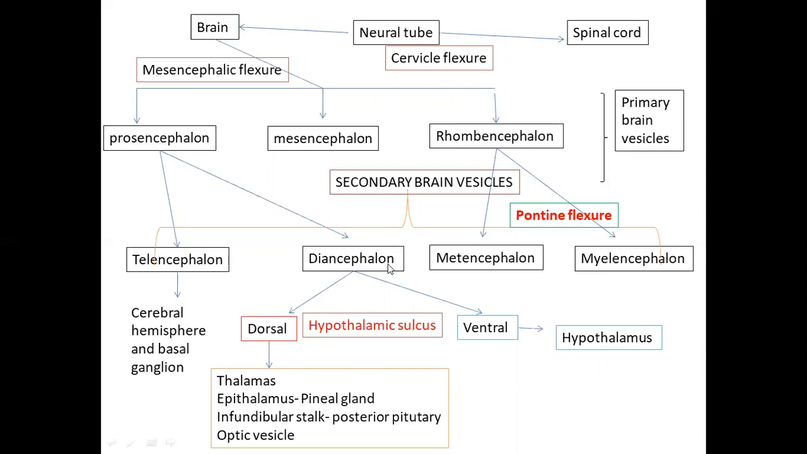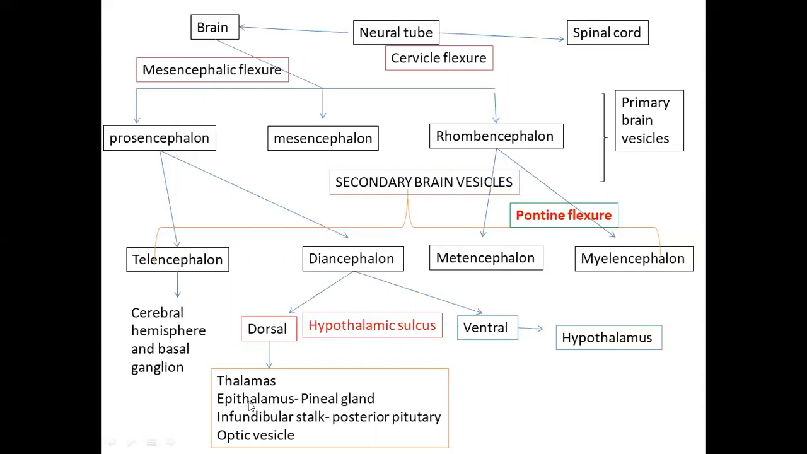And the diencephalon is divided by a hypothalamic sulcus into a dorsal part and a ventral part. Now the ventral part will form the hypothalamus, which is a collection of neurons controlling almost all the activity of the body, and it is said to be the chief control of the endocrine system of the body. And the dorsal part will form the thalamus, which is the relay station of all the sensory input of our body.